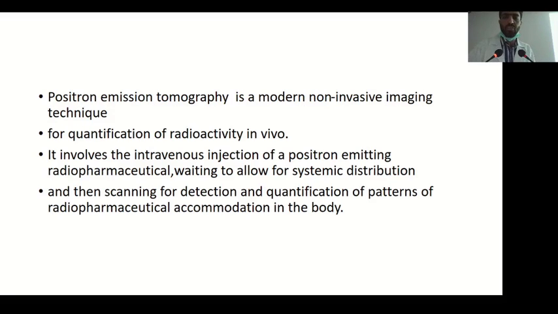Positron emission tomography is a modern non-invasive imaging technique for quantification of radioactivity. It involves the intravenous injection of a positron emitting radiopharmaceutical agent, waiting to allow for systemic distribution, and then scanning for detection and quantification of patterns of accumulation in the body.